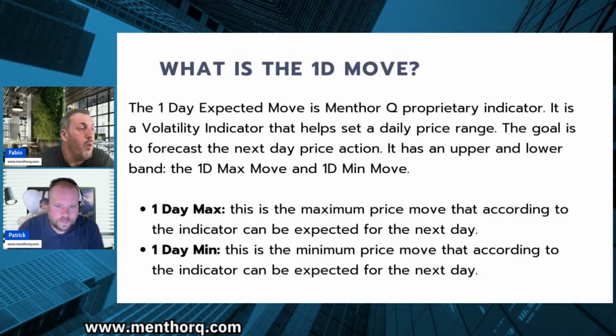So what is the one-day min and one-day max? The one-day expected move indicator is our proprietary indicator, and it's kind of like a volatility indicator that helps you understand the daily range for the price. So where could the price move within the day with a high level of accuracy? The goal is really to forecast the next day's price action. We have one upper band, which is the one-day max, and the lower band, which is the one-day minimum. The one-day max is the maximum price move that, according to the indicator, can be expected for the next day. And the one-day minimum is the minimum price move that, according to the indicator, can be expected for the next day.